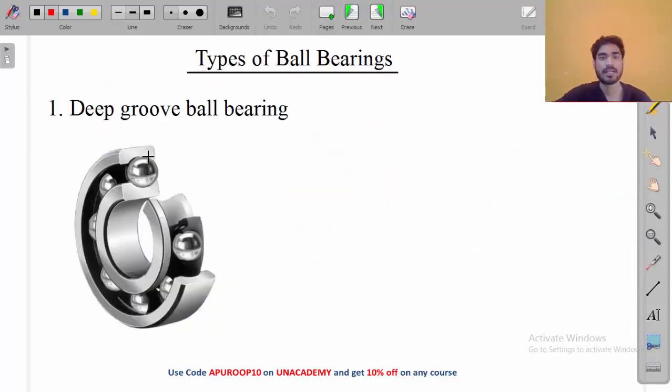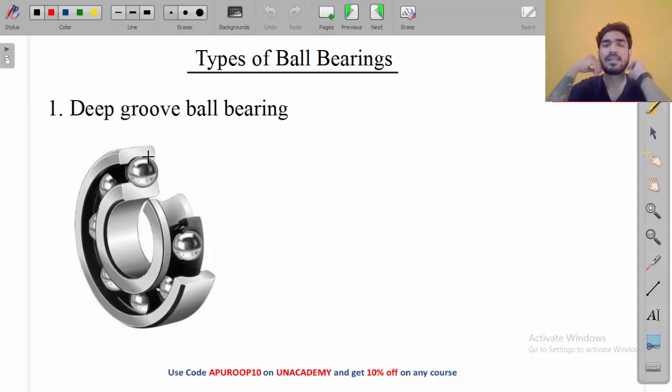Now, ball bearings and roller bearings are also of different types. There are different types of ball bearings and different types of roller bearings. Why do we need different types? Because, my friend, our application is different. In some applications, we need a different thing.